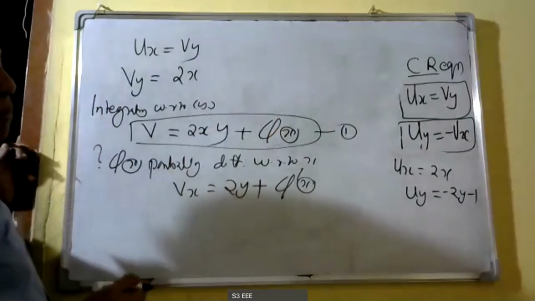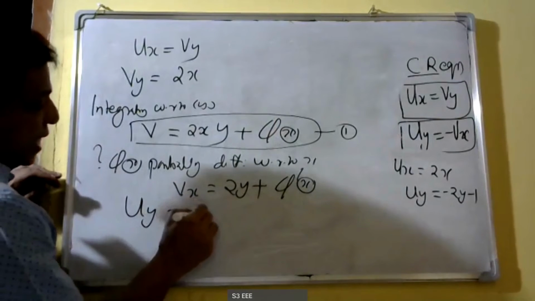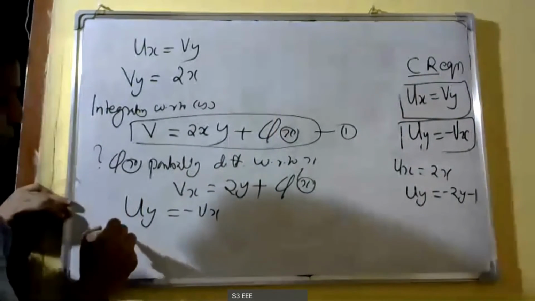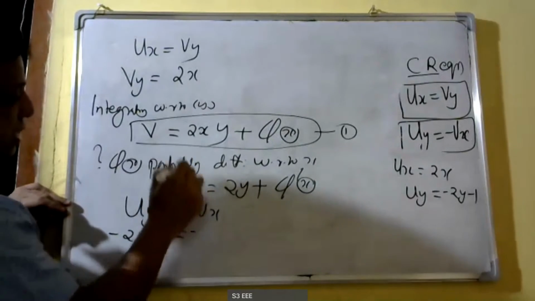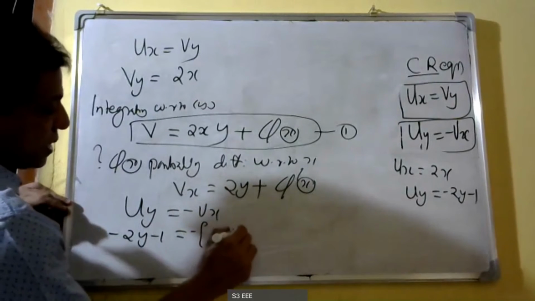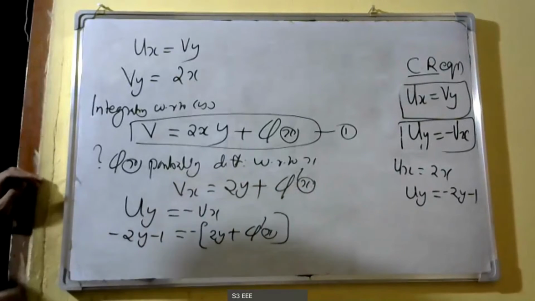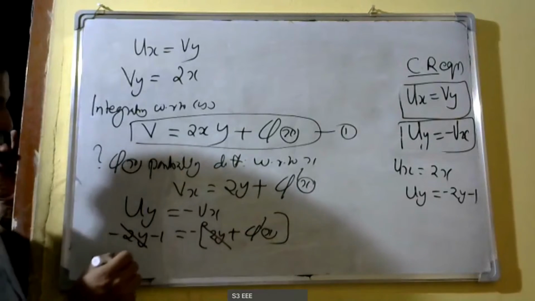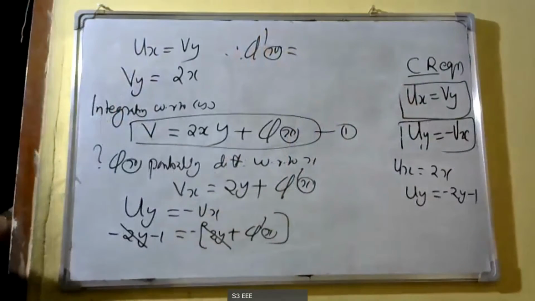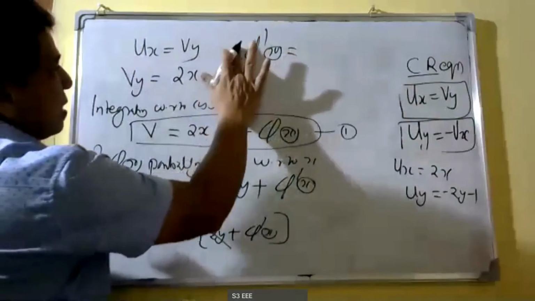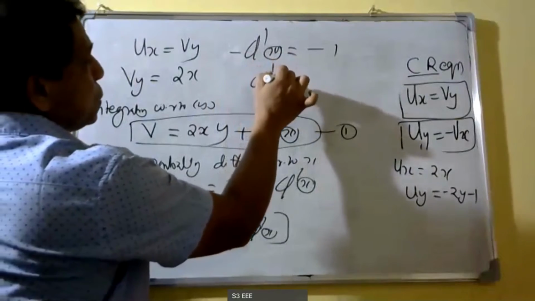Then take the second Cauchy-Riemann equation: uy is equal to minus vx. Here uy is equal to minus 2y minus 1, and minus vx is equal to minus 2y minus pi dash x. Then cancel minus 2y and minus 2y. Therefore, minus pi dash x is equal to minus 1. Therefore, pi dash x is equal to 1.